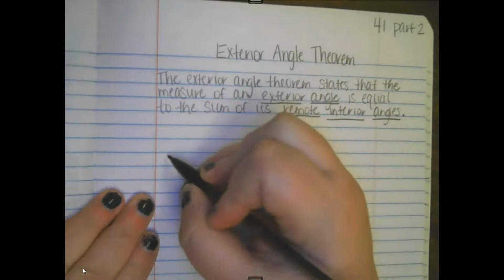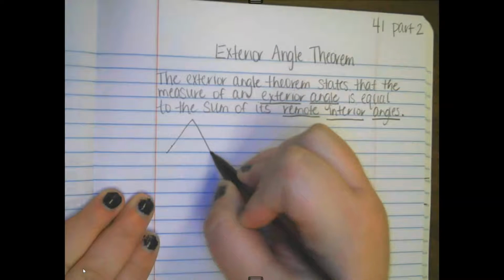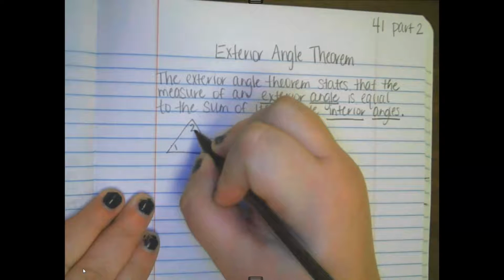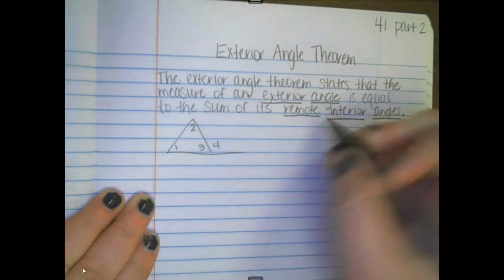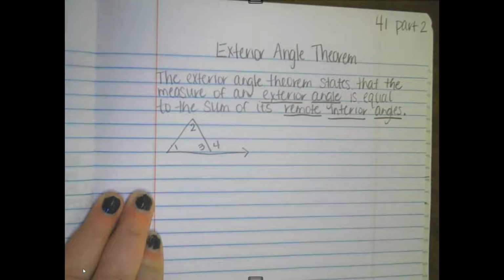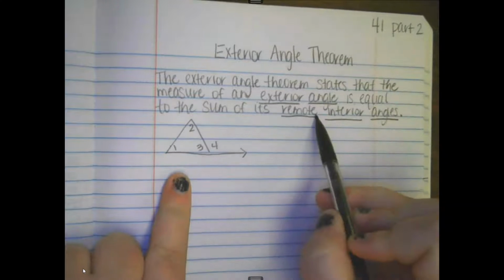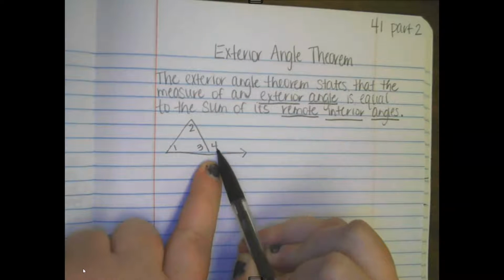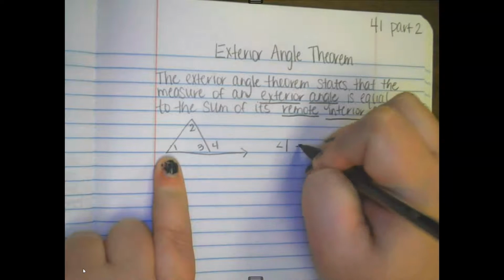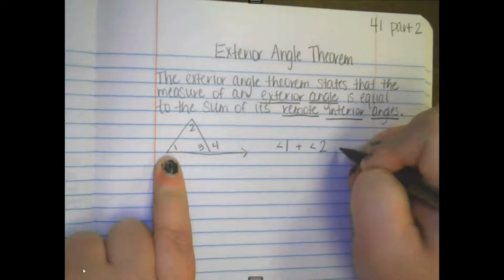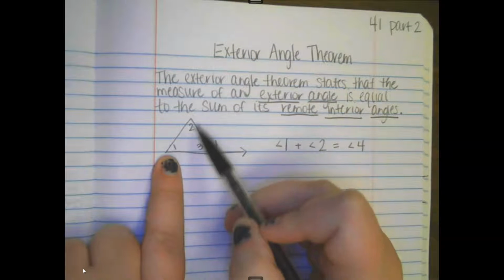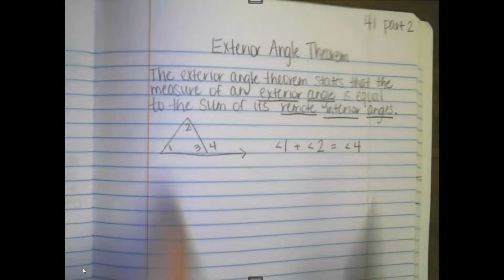All right. 1, 2, 3, and then 4. So we're drawing a triangle and labeling some angles on it. So our rule says that the sum of its remote. So here's my exterior. My remote are 1 and 2. So I'm going to put angle 1 plus angle 2 is going to equal angle 4. So when I add the measurements of those two angles, it's going to equal the measurement of angle 4.